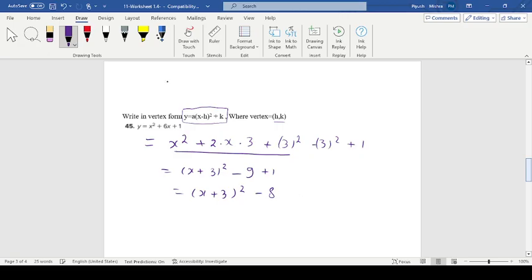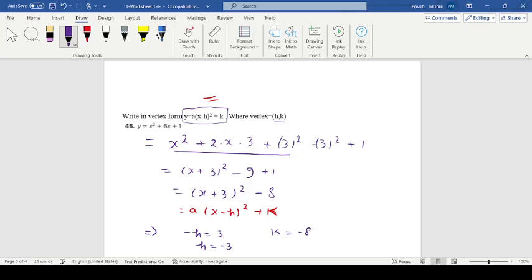Now I am going to compare this with this formula, so I am comparing with what is written, (x − h)² + k. So from here you can see in place of h what is written, minus 3. Or you can say minus h is equal to what is written, 3. So if I am comparing these two, minus h is equal to 3, so h will be equal to minus 3, and k is equal to minus 8.